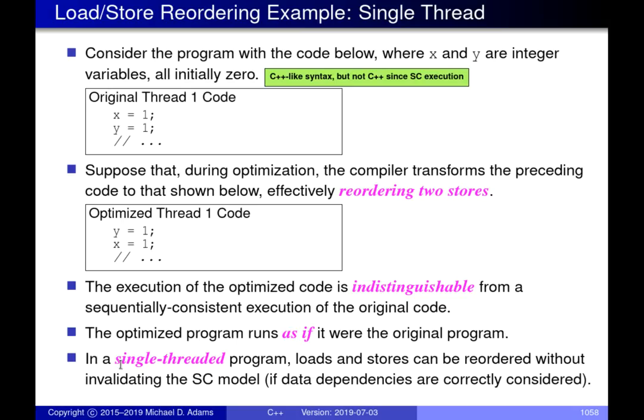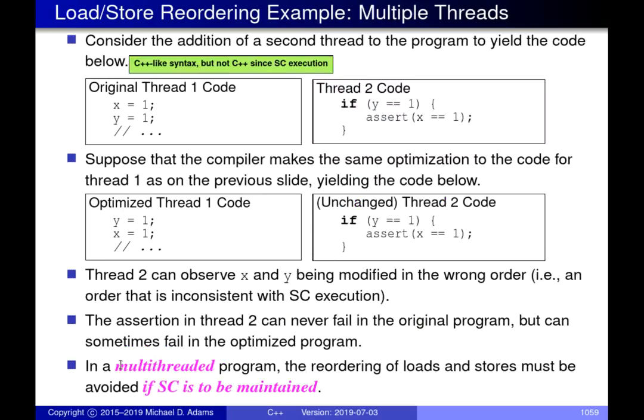But what I want to do next is consider what happens if we bring a second thread into the picture, and then the compiler makes a similar sort of optimization, and then we watch things break. In this particular case, I'm going to have an application with two threads. The code for the first thread is identical to what we had in the previous example. All we're doing is adding a second thread of execution. This thread is going to test if the value of the variable y is 1, and if it's 1, then it will assert that x must be equal to 1.